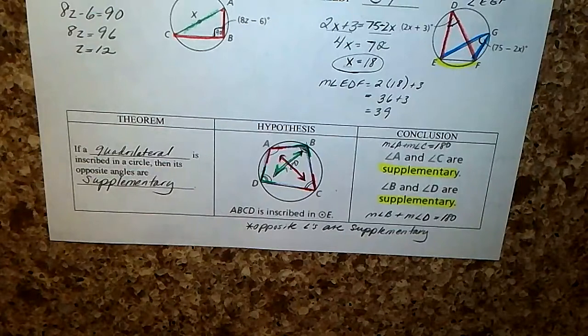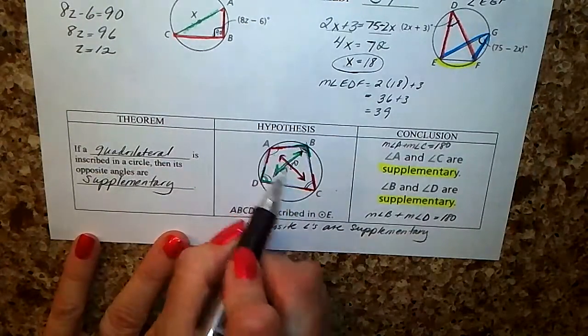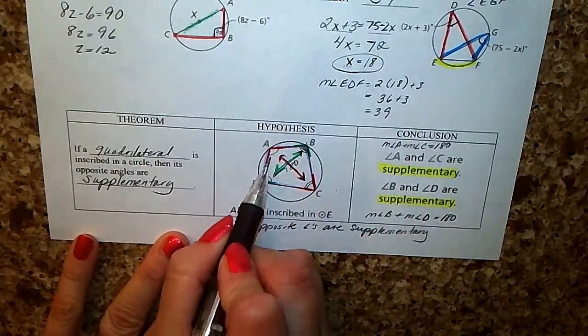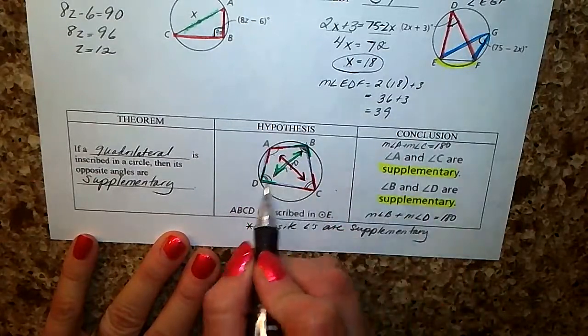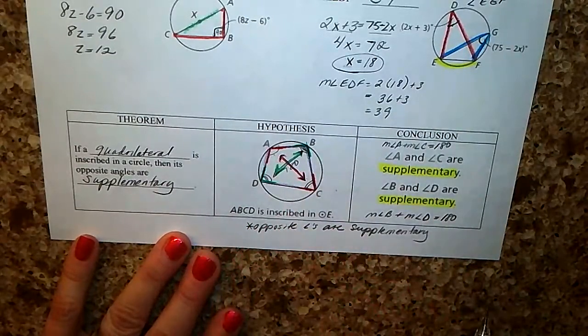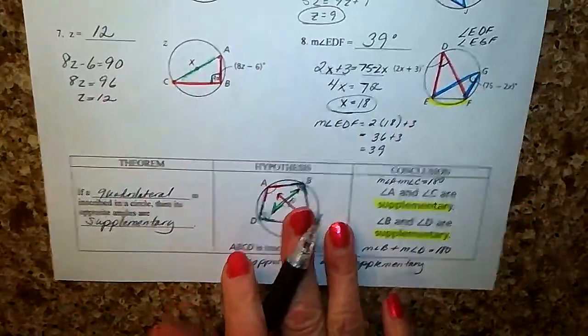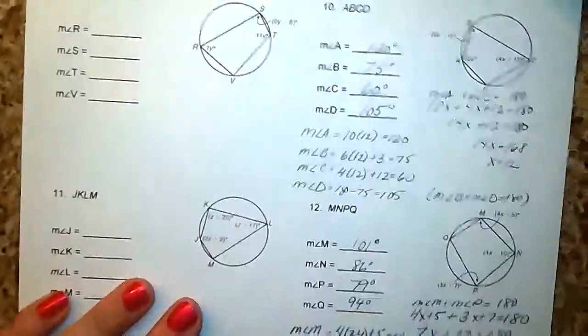And again, this doesn't matter for what shape it is. The opposite angles will add to 180 there. So angles A and C add to 180, and angle B and D also add to 180 there. All right, let's apply that concept. Okay, here we go. So let's take a look at this first problem.